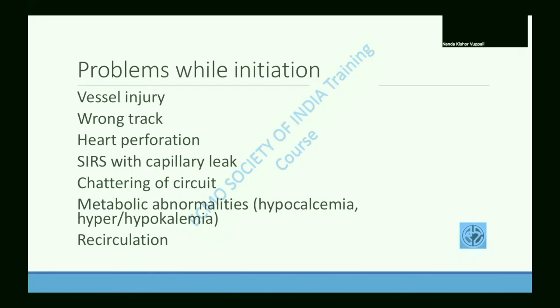Similarly, the patient is at risk of hypocalcemia because the citrate anticoagulation in the prime blood can chelate the calcium, and the patient is at risk of developing hypocalcemia. So we need to be aware of that. And in veno-venous ECMO, when the cannulas are too close together, the risk of recirculation is there.